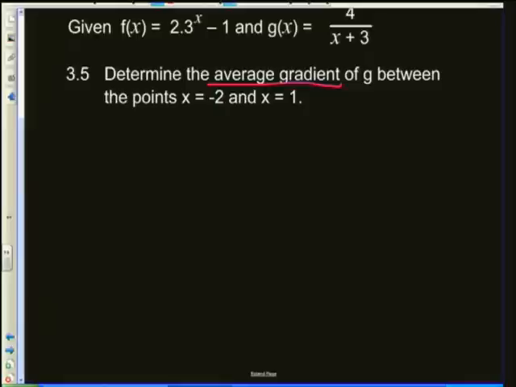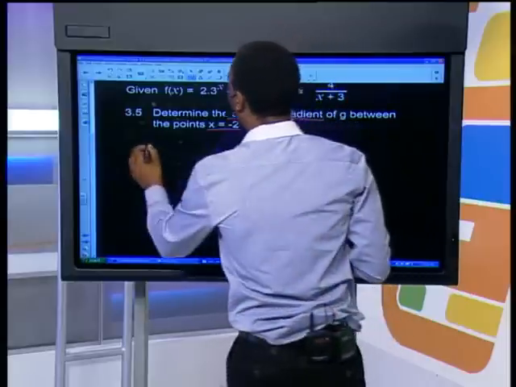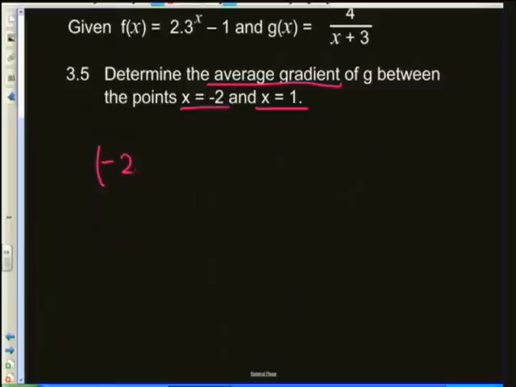So average gradient, those are your keywords. X is equal to -2 and x is equal to 1. You should know this from grade 9, that in order to find the gradient, it's a difference in the y values or the y coordinates divided by the difference in the x coordinates. So I need 2 points. Fortunately, I've got the x's. I've got -2. That's the first point. And something, and the second point is 1 and something. I need to work out the somethings. Right, so I'm going to substitute the x's into my g in order to get the y.